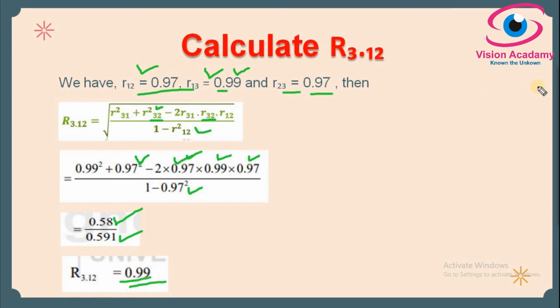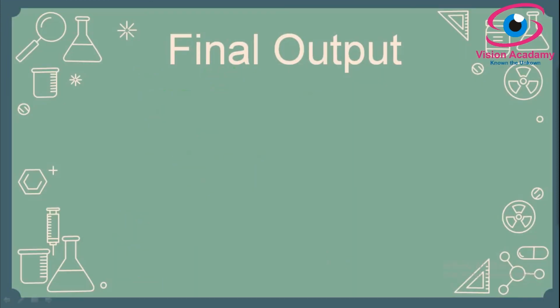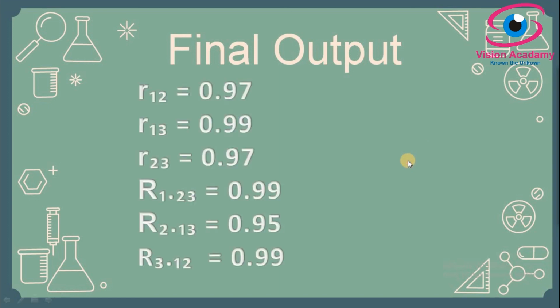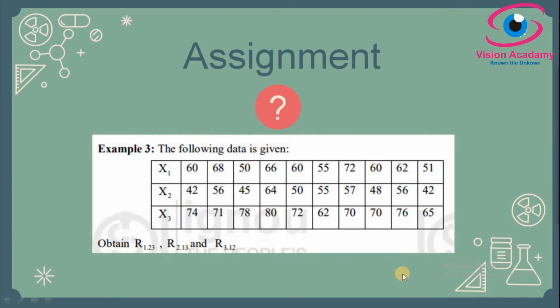So in this way we obtained all the values of the multiple correlation coefficients. This is the final output of all the 6 values: here R12 value, here R13 value, here R23 value, R1.23, R2.13 and R3.12. So in this way, using the formula, we have calculated all the elements required to apply the formula.